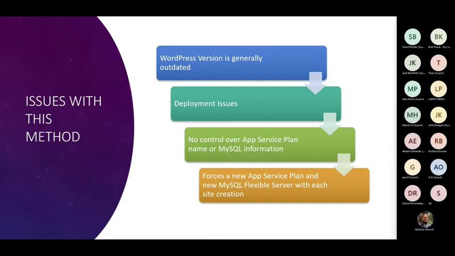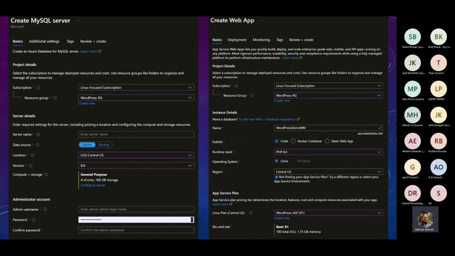That's where the second method comes in. So the second method requires you to go to these 2 different screens, one to create the MySQL server, and then the other one to create the web app. Creating the MySQL server goes through and you have all the control. You pick where the server is going to be located, what you want your compute settings to be, basically how expensive of a MySQL server you want to be running, and then you give it your admin username and password.